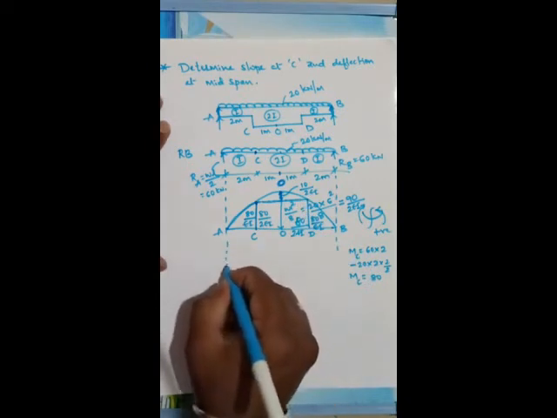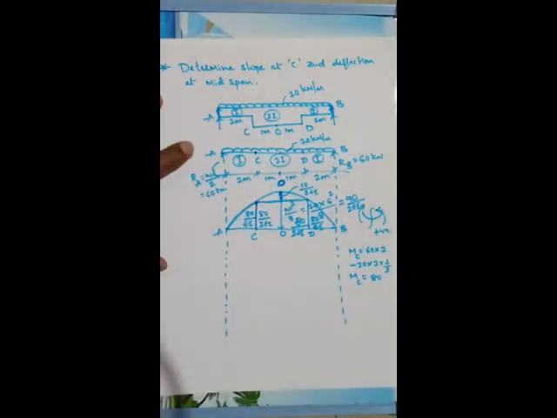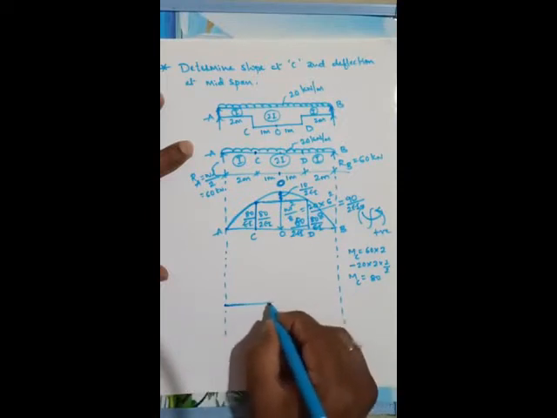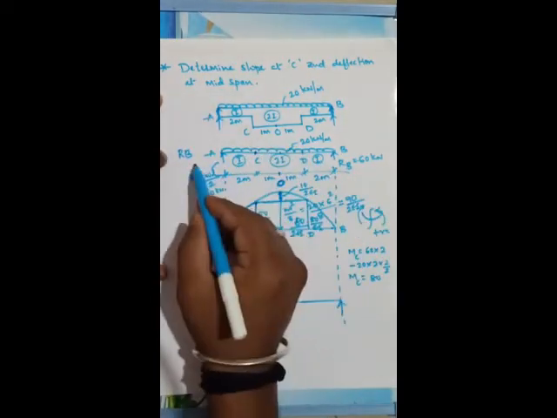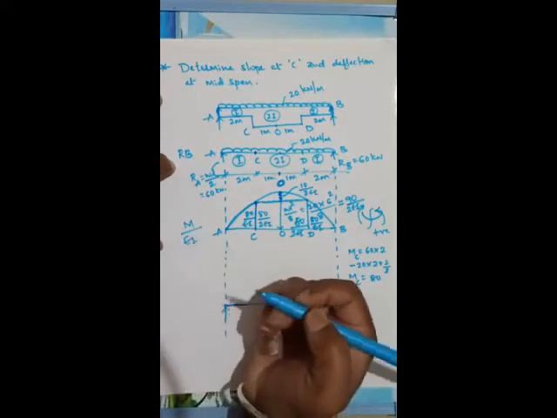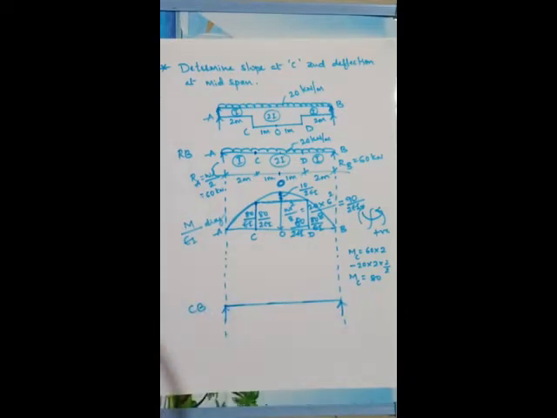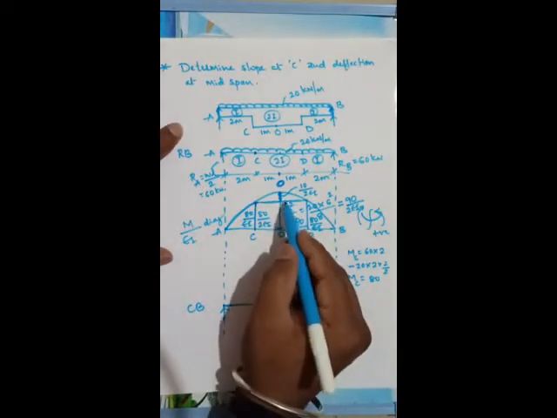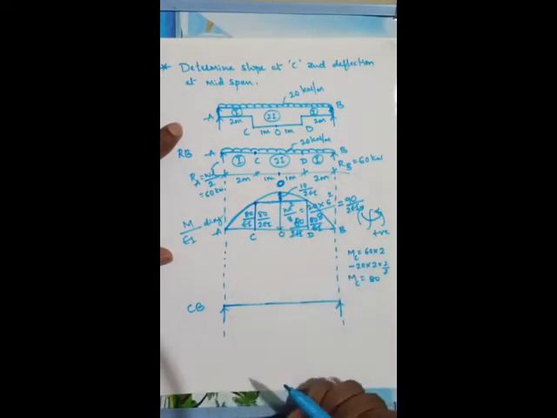Now we need to draw the conjugate beam. For a simply supported beam, the conjugate beam will again be a simply supported beam, correct? This is the real beam, this is the M by EI diagram, and this is the conjugate beam. Now, what will be the loading on this conjugate beam? The M by EI diagram of the real beam is the loading on the conjugate beam. Since it is positive, we need to consider it acting downwards on the conjugate beam.